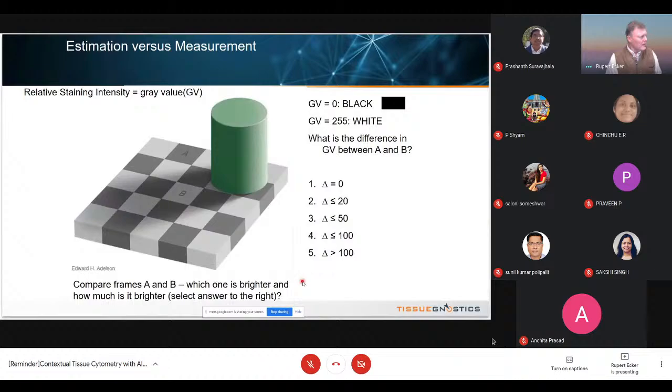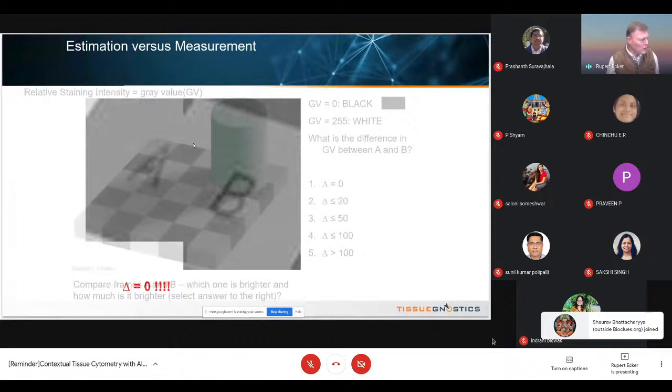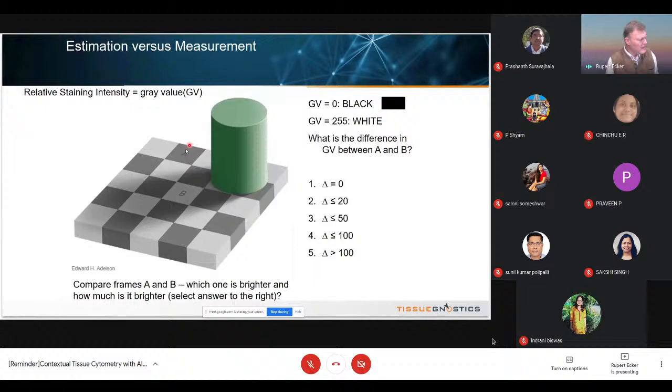Now, why is it so important to quantify? I mean, all of us can look through a microscope and make a statement, like something is bright or not bright, or there is much or not much. But this is not what this is all about. Please have a look here on this slide. You will see there are different regions in different gray values.